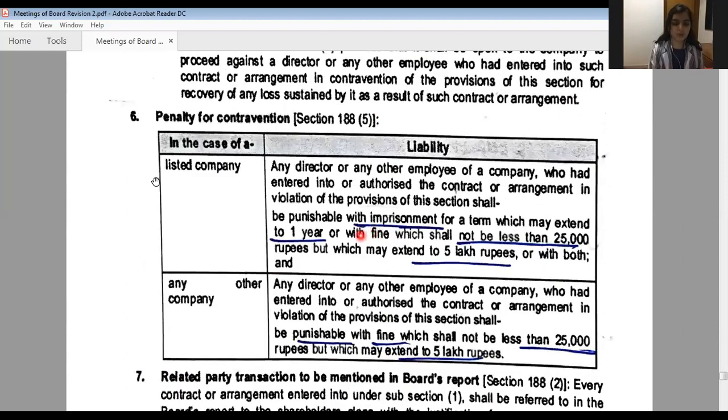Now, what is the penalty? In case of listed company, every director or other employee who is involved will be punishable with imprisonment up to 1 year or fine which shall not be less than 25,000 rupees but which may extend to rupees 5 lakh, or both. And in case of any other company, they shall be punishable with a fine which shall not be less than 25,000 but may extend to rupees 5 lakh.